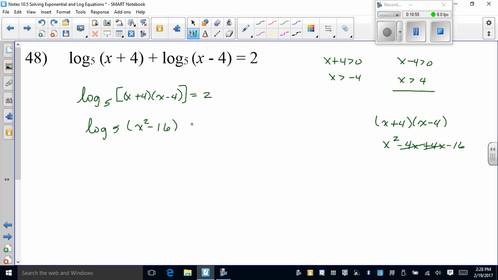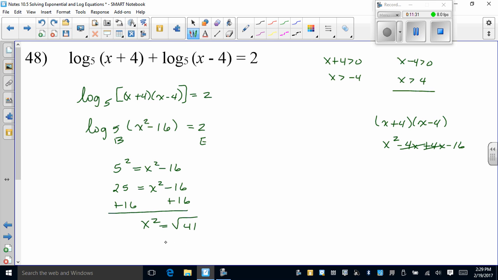And then we have to go back to the base exponent. So I have 5 squared equals x squared minus 16. So I have 25 equals x squared minus 16. Add 16, add 16, and I get x squared equals 41. Square root both sides. I get x equals plus or minus the square root of 41.